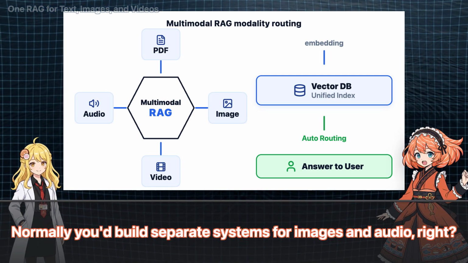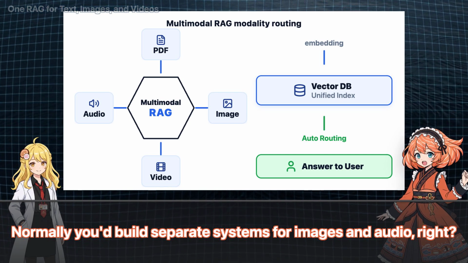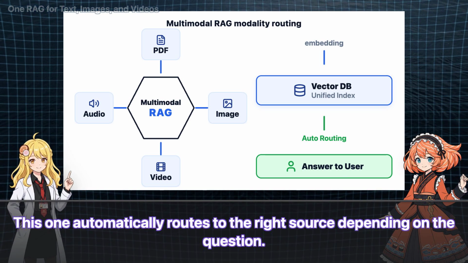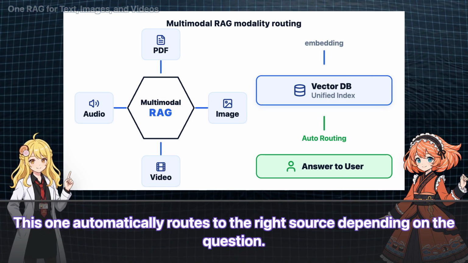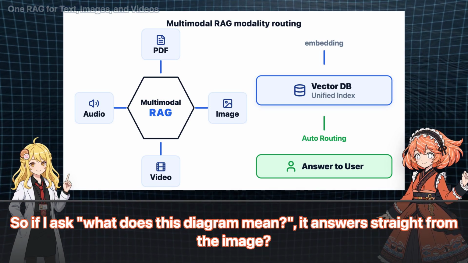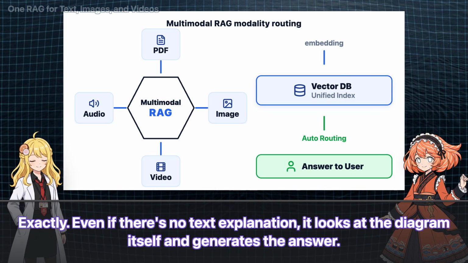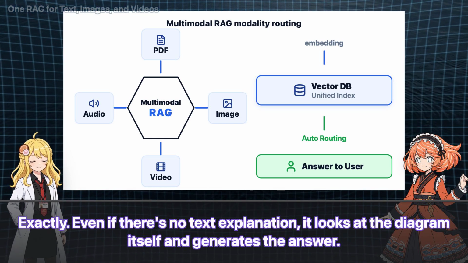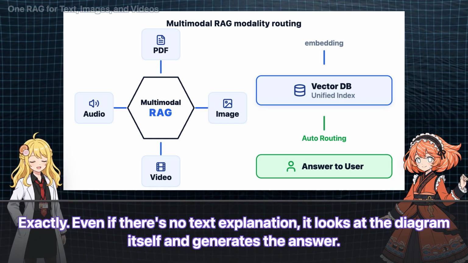Normally you'd build separate systems for images and audio, right? Right, usually you'd build them separately. This one automatically routes to the right source depending on the question. So if I ask, what does this diagram mean? It answers straight from the image. Exactly. Even if there's no text explanation, it looks at the diagram itself and generates the answer.